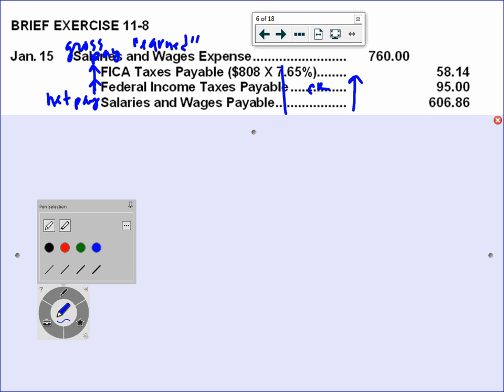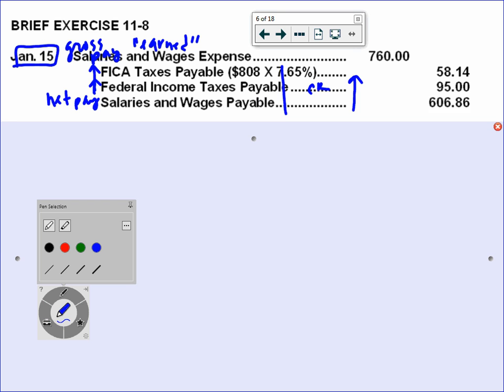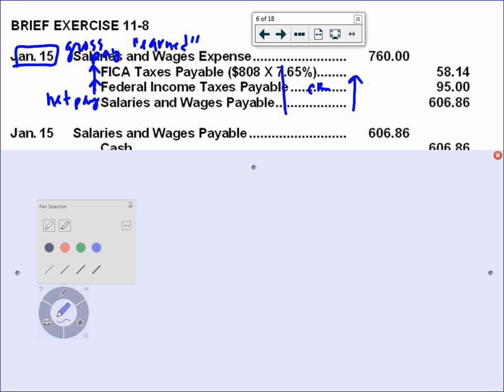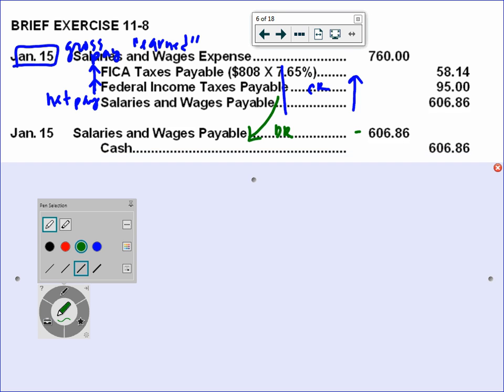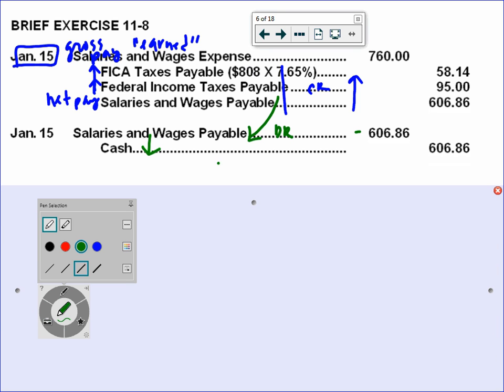As we move on to Part B, because January 15th it happened, and then also on January 15th we paid her, you'll see what happened here with this payable actually go down. Remember, a credit balance increases it, so if we debit, it's like we're taking $606.86 minus itself, and then we're actually going to see a reduction in cash because we paid her. Had Beth not had automatic deposit, we would have actually written this check. With an automatic deposit, it all is directly transferred right to her bank account.